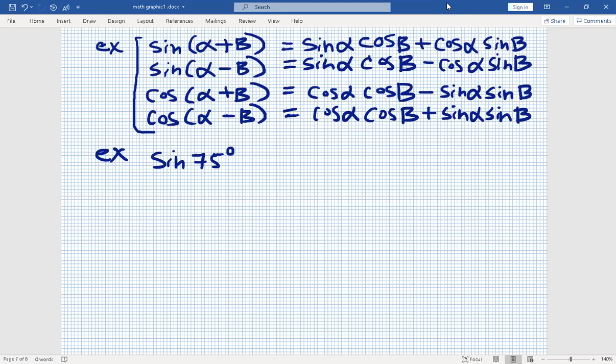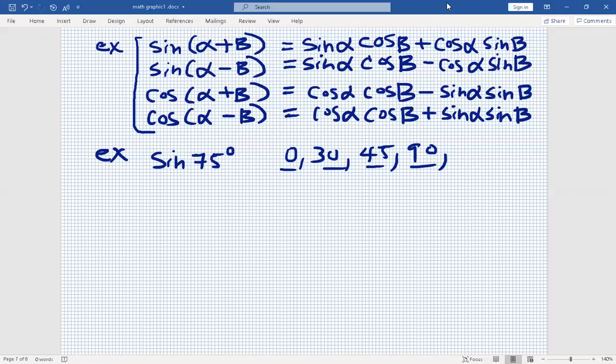Okay, so we're going to do some problems today. Sine of 75, sine of 75 is going to be what? Well, you know that 75 is not on the unit circle. 15 is not on the unit circle either. 30, 45, 90, right? These are the very common angles, but 75 is not one of them. So how do I find sine of 75 without using the calculator?